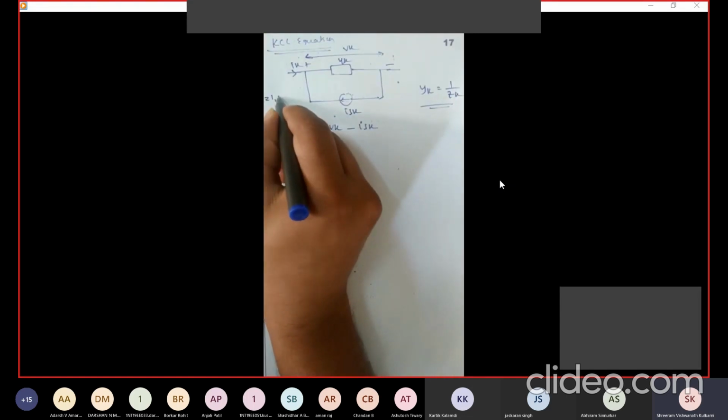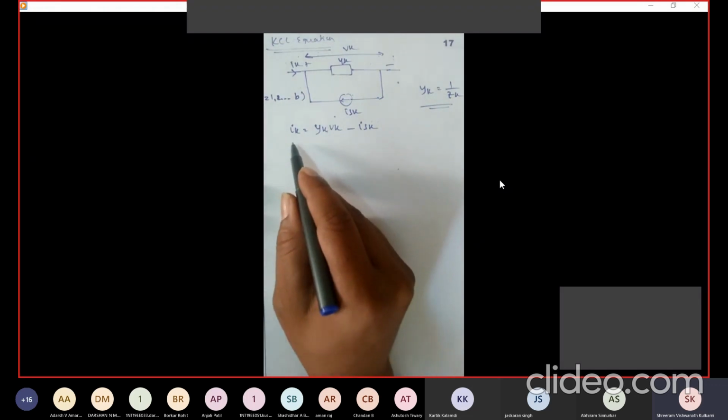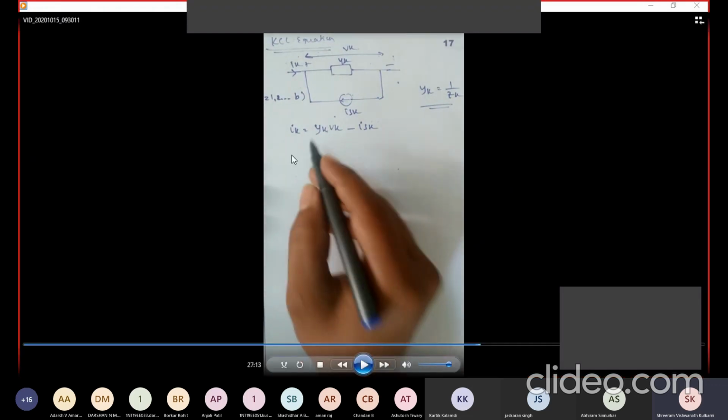Here also, up to B branches. This is the kth branch I am writing. You can simply see that this equation, IK equals YK VK minus ISK, is nothing but the KCL equation at this first node, where the positive sign is there; at that node I am writing one KCL equation. Here YK is the admittance, ZK is the impedance. I can write admittance equals 1 by impedance.